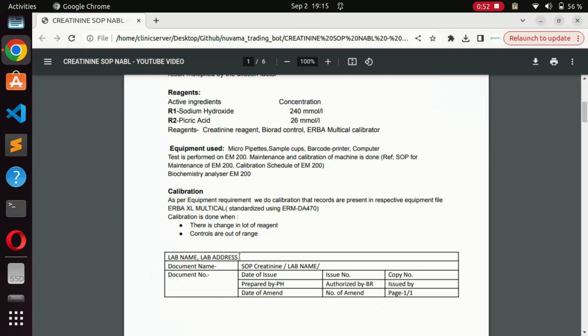If you go to the bottom of the page, and this is true for any page, you find this footer. The format of the footer is it should first have the lab name and the address, then the name of the document. Every single document should have its unique name.